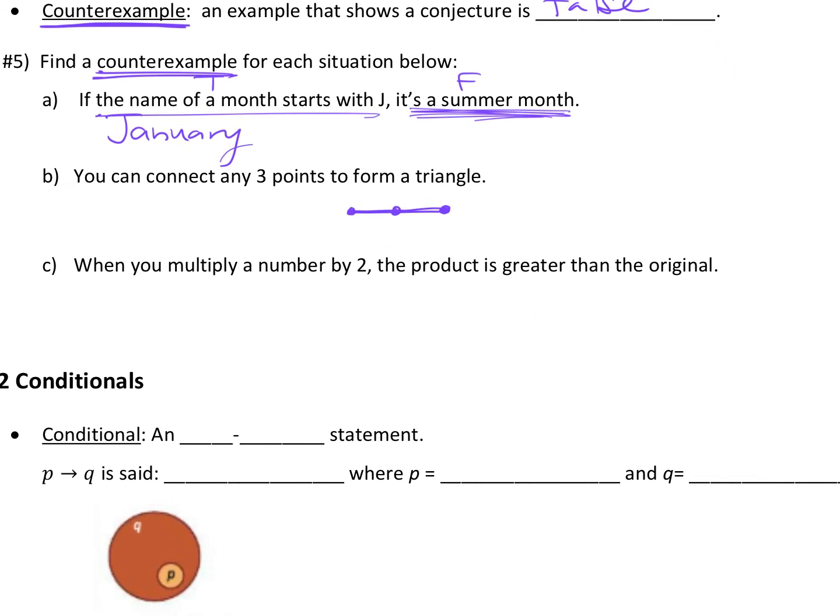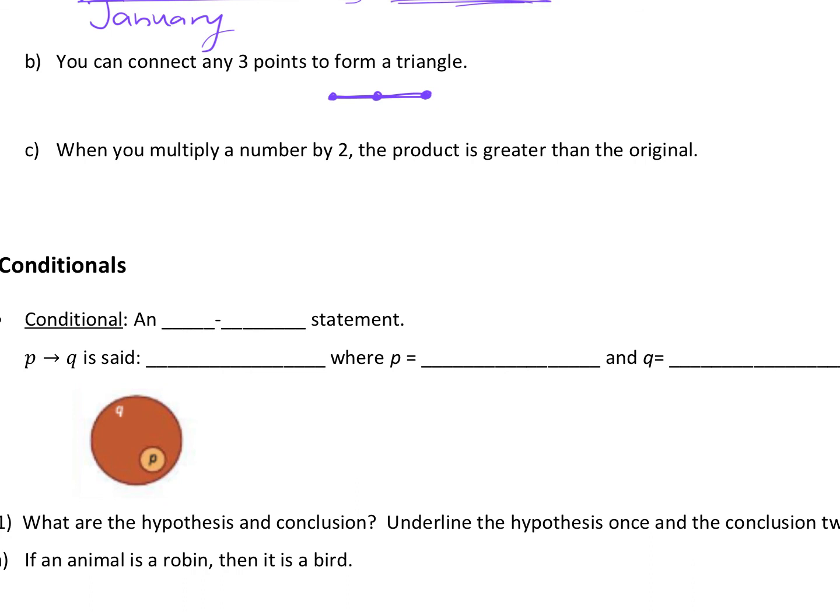Okay, last one. When you multiply a number by 2, the product is greater than the original. What's a product? It's the answer you get when you multiply, right? So when you multiply a number by 2, the product is bigger than the number you started with. Can you think of a number that if I multiply it by 2, my answer is not bigger? Zero. If I take 0 and I multiply it by 2, I get 0. 0 is not greater than 0, right? So 0 would be a counterexample.